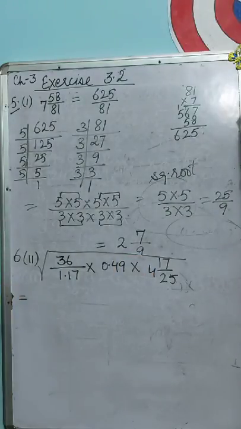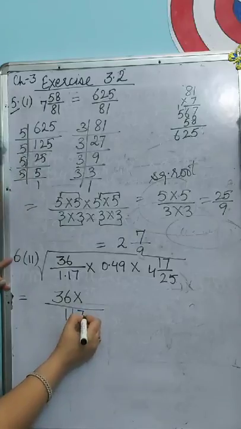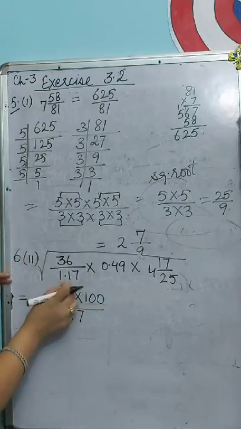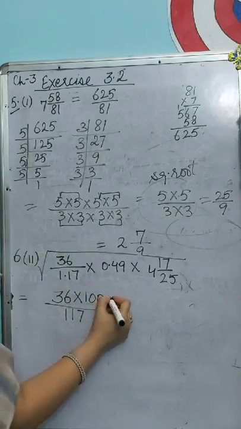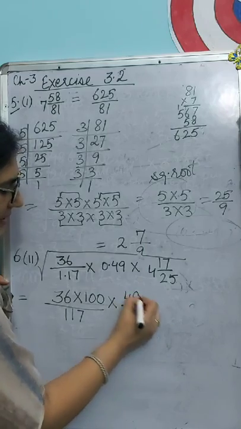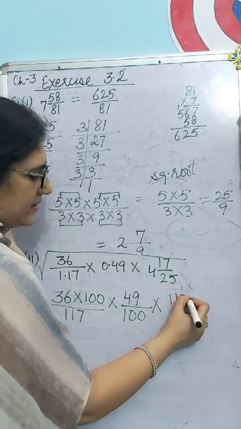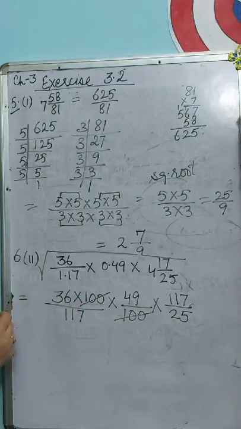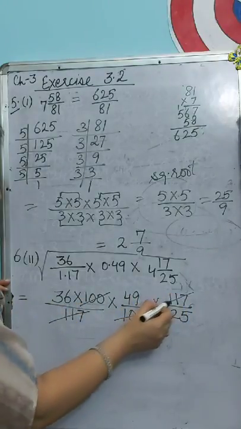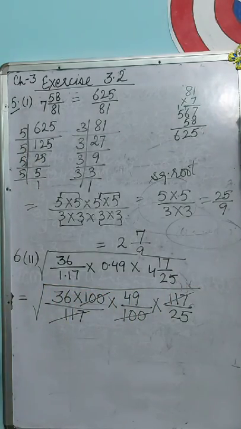So here firstly we'll simplify it. 36 multiplied by this 117 will give us 100 over here because the decimal is removed, and the decimal 2 zeros will come here into 49 divided by 100 into this 25 into 4 is 100, so it is 117 over 25. These 100s will get cancelled, this 117 will get cancelled and the whole square root. Don't forget to put this square root over these numbers.